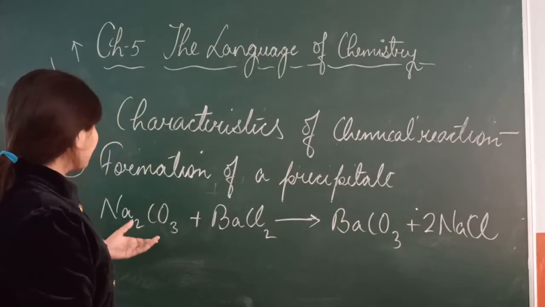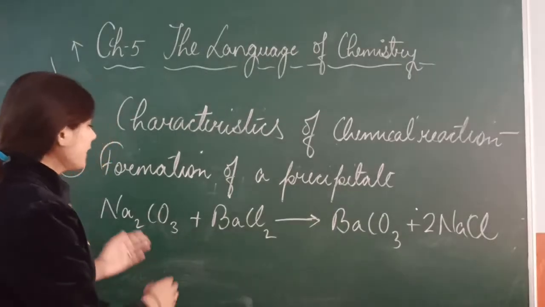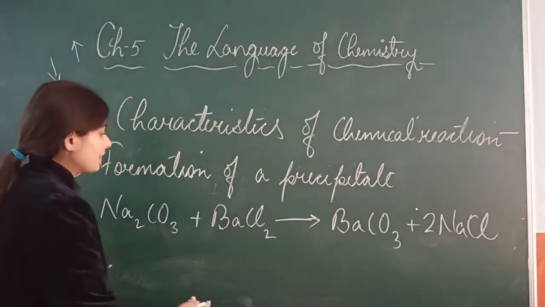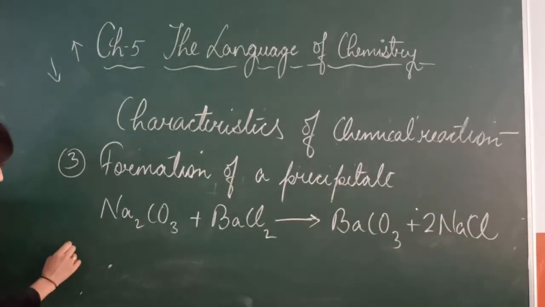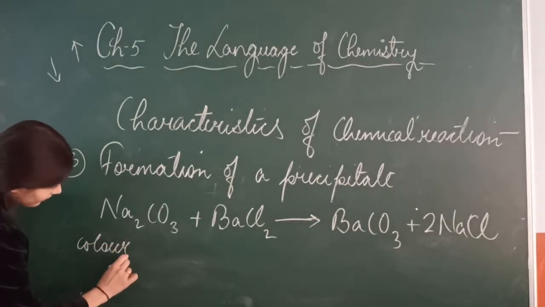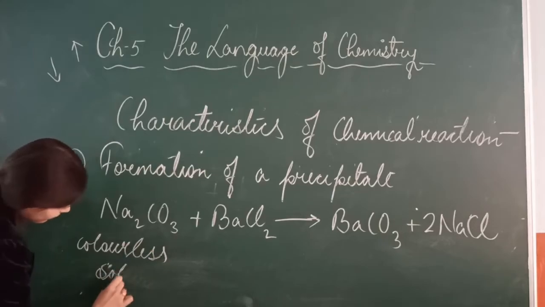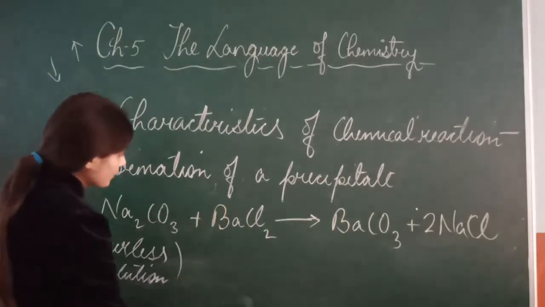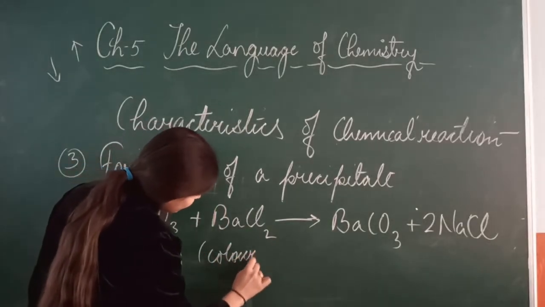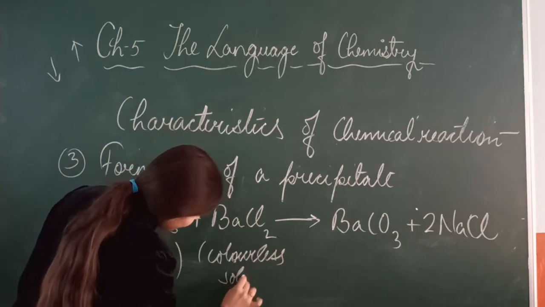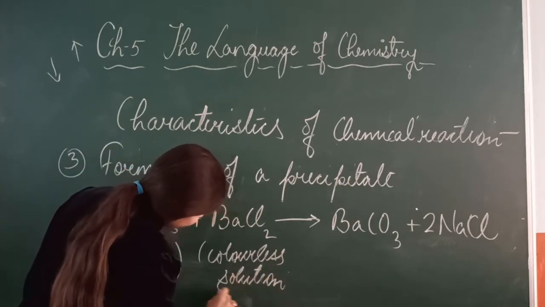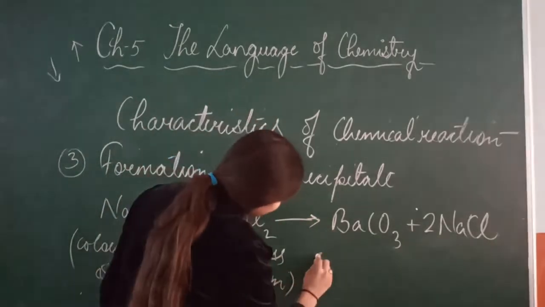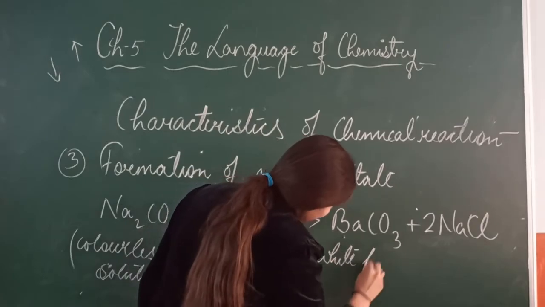So sodium carbonate and barium chloride react and give barium carbonate and sodium chloride. Now you can see here the sodium carbonate is a colorless solution. I am mentioning it here in a bracket. This one is also a colorless solution. Barium carbonate is a white precipitate.